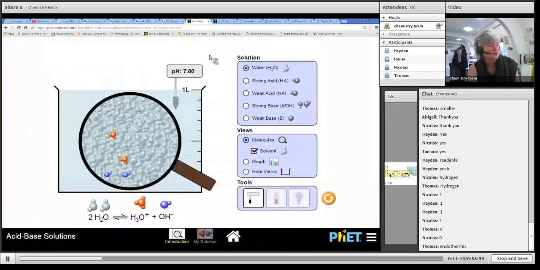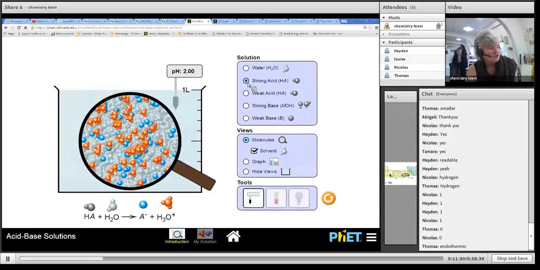But let's first go back to here. We've got water, and we've looked at that equilibrium. Now we're going to look at a strong acid. Now if I put in a strong acid like HA, it could be hydrochloric acid, nitric acid. A strong acid, by definition, dissociates completely. So if it dissociates completely, will I have any HA molecules in solution?